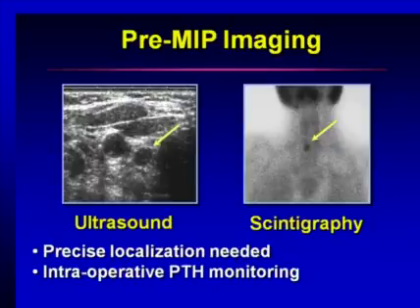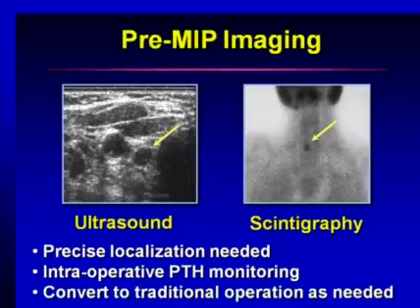One also needs intraoperative parathyroid hormone monitoring. As soon as this is removed at operation, the parathormone levels are measured. If they've dropped rapidly and significantly, then the surgeon assumes that that is all of the tissue that is present and closes. If the parathormone remains elevated, then they can convert to a traditional operation, explore other regions in the neck, and make sure there's not other hyperfunctioning parathyroid tissue in the neck.